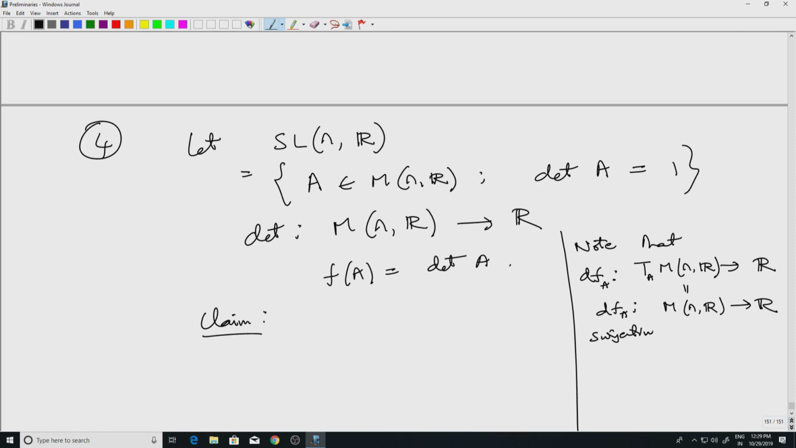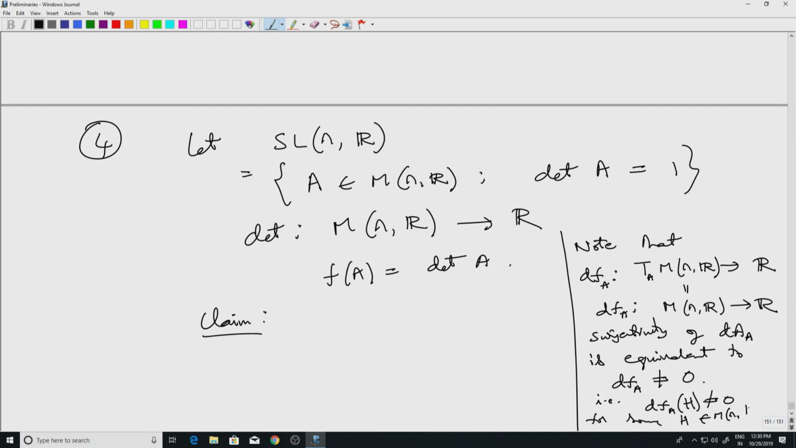So surjectivity of df_A is equivalent to df_A not equal to 0, in the sense of a linear map. That's all that one has to check. This amounts to saying that df_A of H is not equal to 0, where 0 is a real number, for some H in M(n, R).